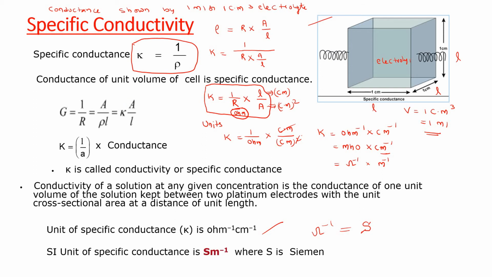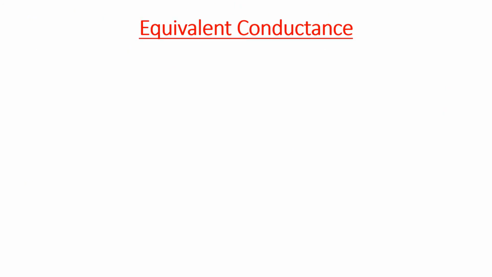Units and everything we already discussed. Now this is the entire definition. The total definition is whenever there is 1 unit volume of the solution kept in between 2 platinum electrodes with unit cross area. That is a lengthy definition, but in this way also we can write here.